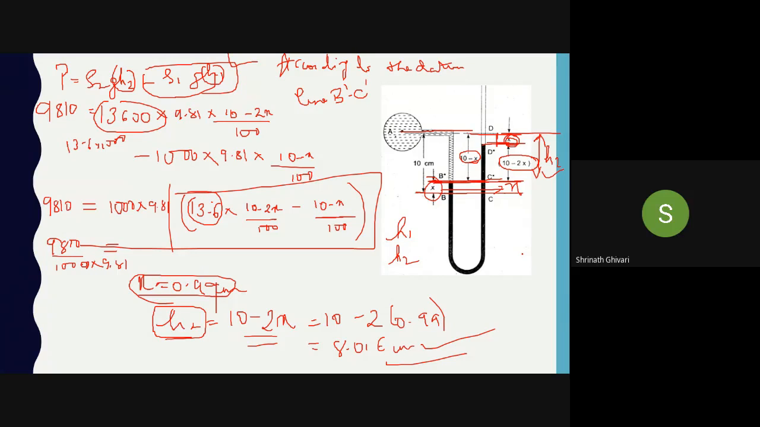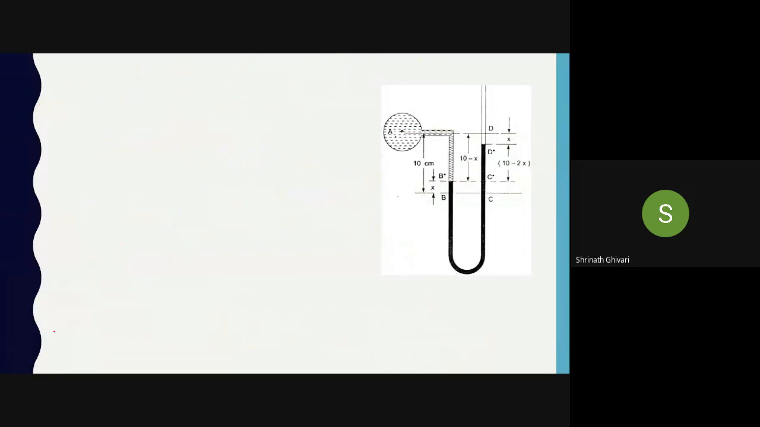Yes, sir. Okay. So I'll be rubbing this. You remember these problems, okay? How it has been solved? How is the method? You have to remember the method.